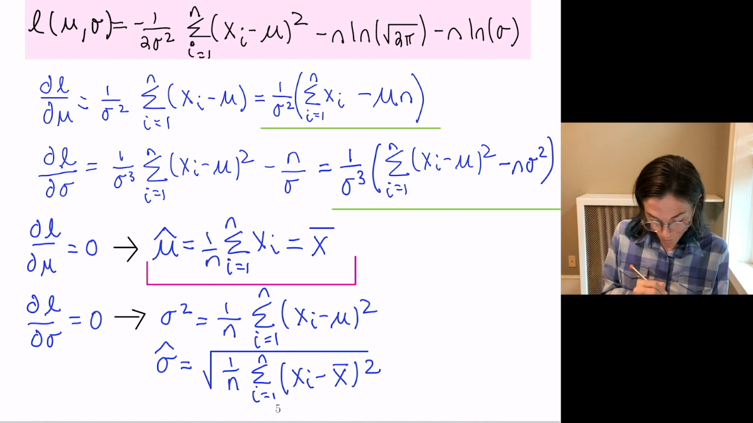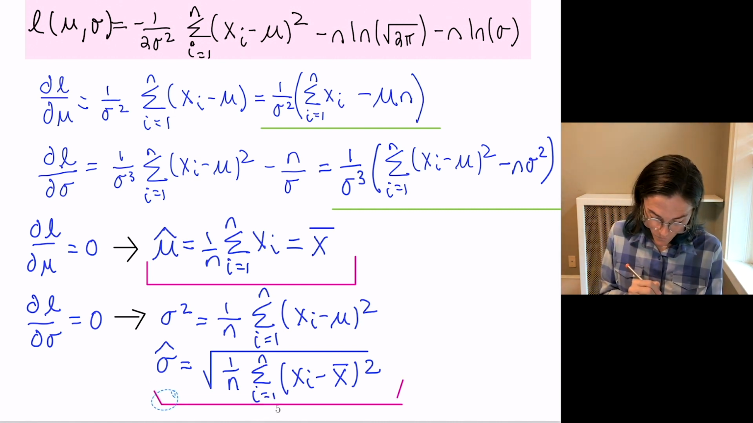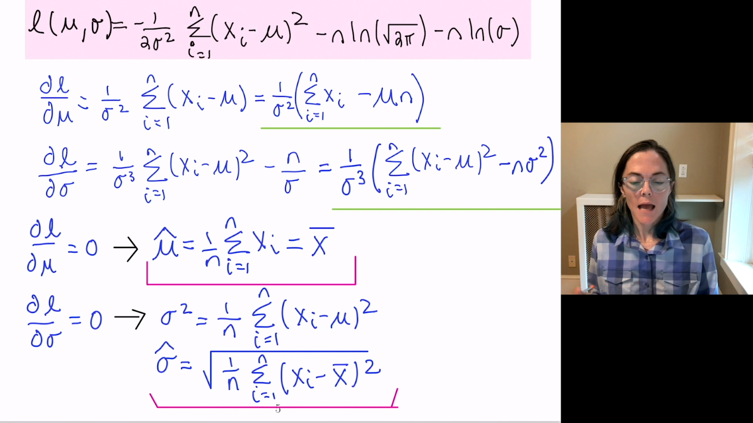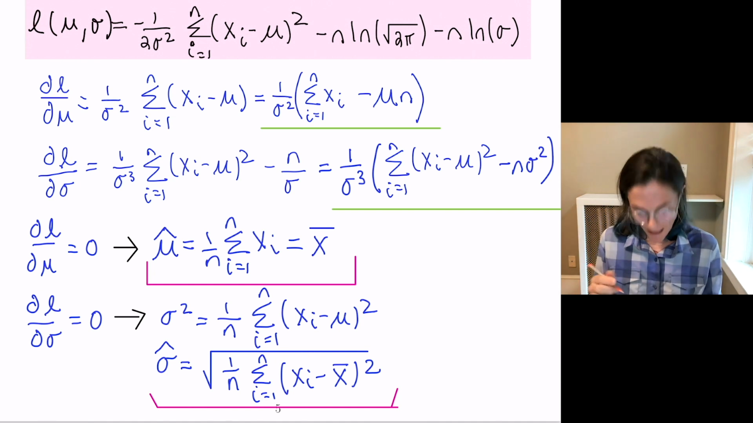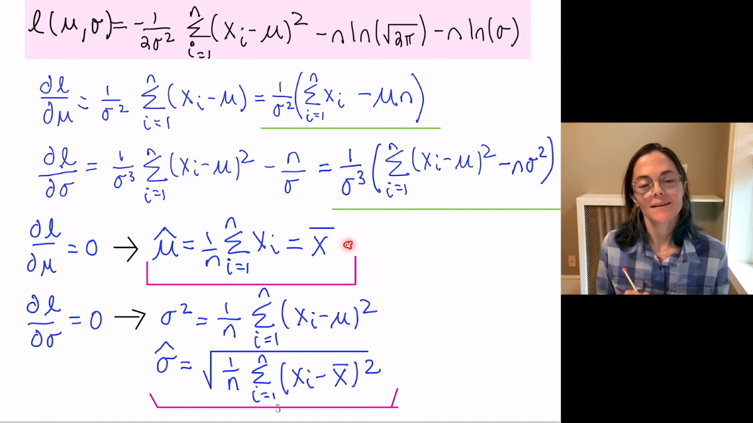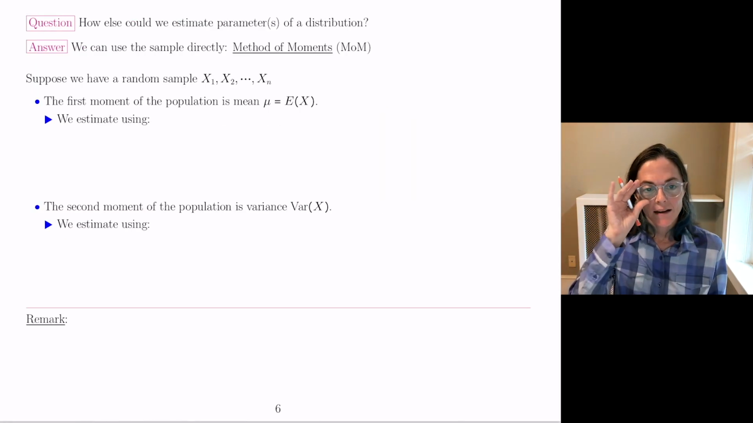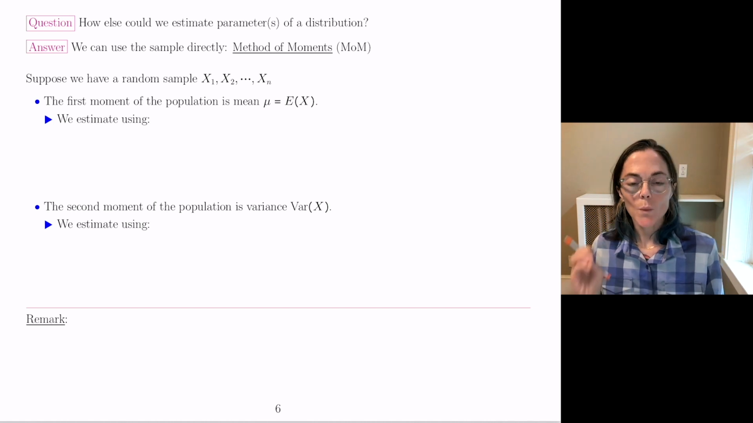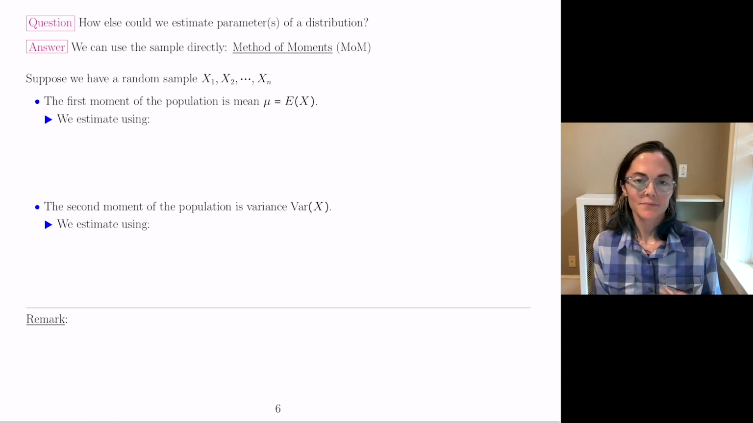Now, this is wonderful. We have very nice formulas that we actually took a lot of work to get. A lot of calculus here, but it's important to understand that these are special for the normal distribution, and you might not always have the maximum likelihood estimators work out exactly like this. All right, my next question, how else can we estimate parameters of a distribution? And the answer, we can use what's called method of moments, and this uses the sample parameters directly.